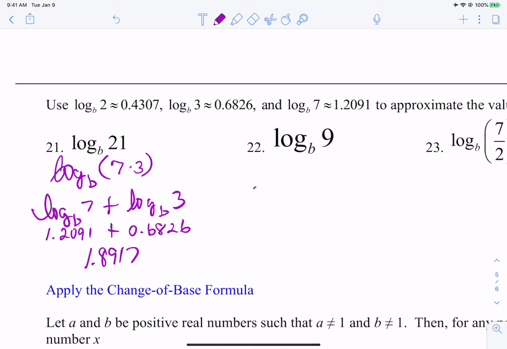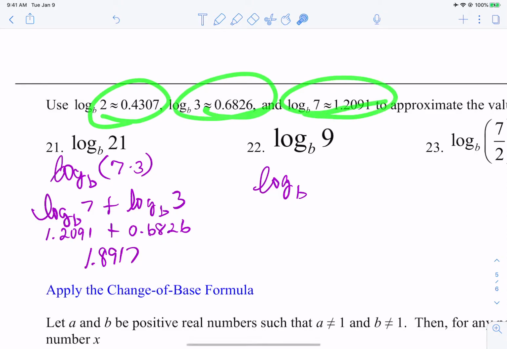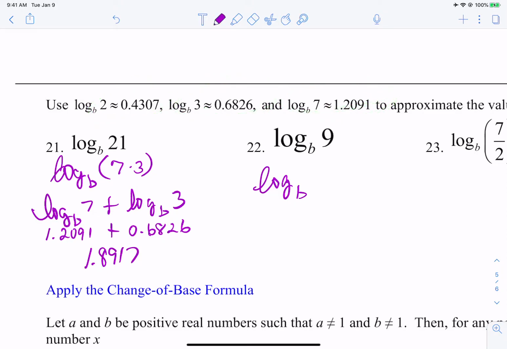Now you can think of 9, because we only need to relate it to the number 2, the number 3, or the number 7. You can think of this as 3 squared, or as 3 times 3, whichever will work. If we think of it as 3 squared, we're going to use our power rule and drop that down in front. So that's going to be 2 times the log base b of 3.